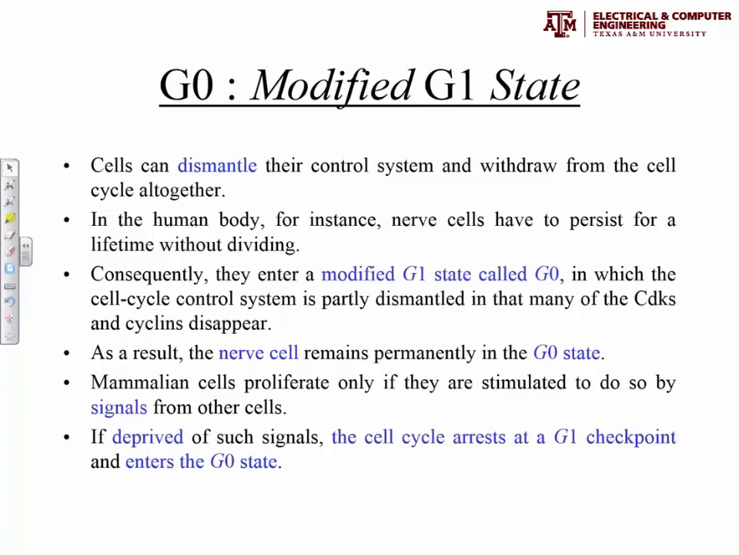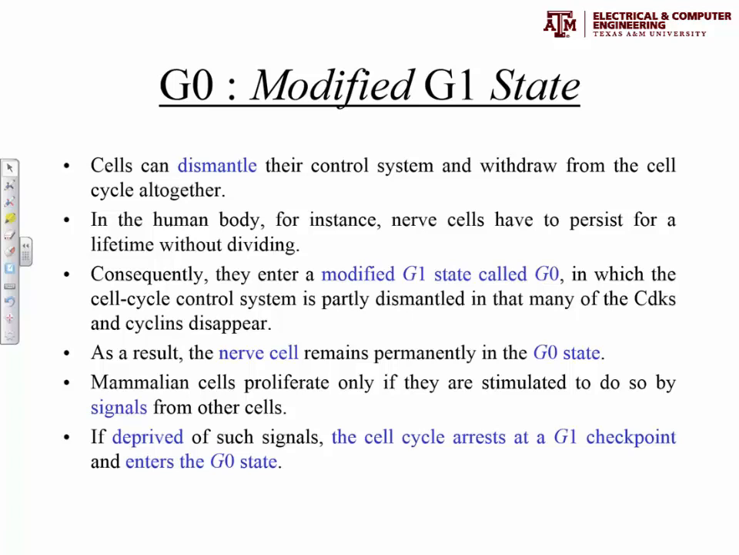So these nerve cells enter a modified G1 state, which is called G0, in which the cell cycle control system is partly dismantled, in that many of the cyclin-dependent kinases and cyclins disappear. So it's not cycling anymore, it's just stuck in that state. As a result, the nerve cells remain permanently in the G0 state.